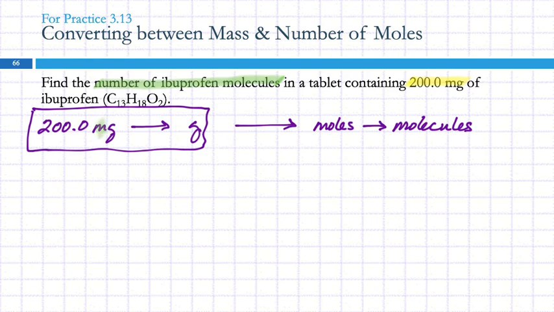So this prefix milli stands for what? 10 to the negative 3. So what if I write 2.00 and instead of milli, I write what it means? Times 10 to the negative 3 grams. That's not proper scientific notation. You shouldn't write that as an answer. But does your calculator understand it? Yeah, it does. So there I just did that first conversion. It's kind of cheating.